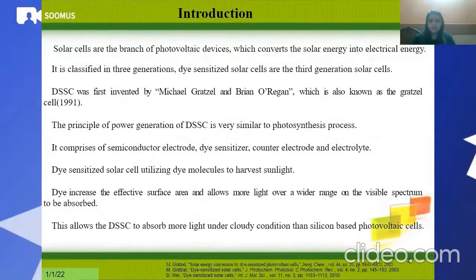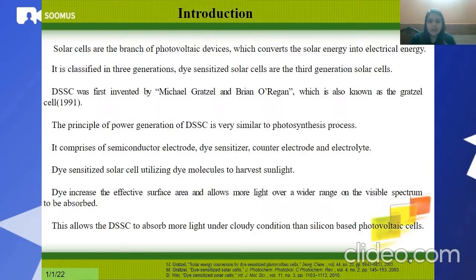And this is the solar cell, a photovoltaic device which easily converts solar energy into electrical energy. They are classified into three generations, and the dye-sensitized solar cell is a third-generation solar cell, which was first invented in 1991 by O'Regan and Grätzel. The principle of DSSC is very similar to the photosynthesis process in plants, and it comprises four components: semiconductor electrode, dye sensitizer, counter electrode, and electrolyte. DSSC utilizes dye molecules to harvest sunlight.